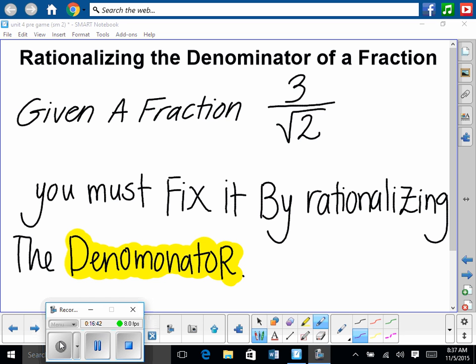This is considered not simplified, and I can pinky promise with cherries on top, on an ACT, this would not be an answer choice. Because they would expect you to know, okay, I see there's a radical in the bottom, that's not simplified, I've got to rationalize the denominator. So we must fix it by rationalizing the denominator. My example's on the next page. Does everybody understand when we would need to rationalize?